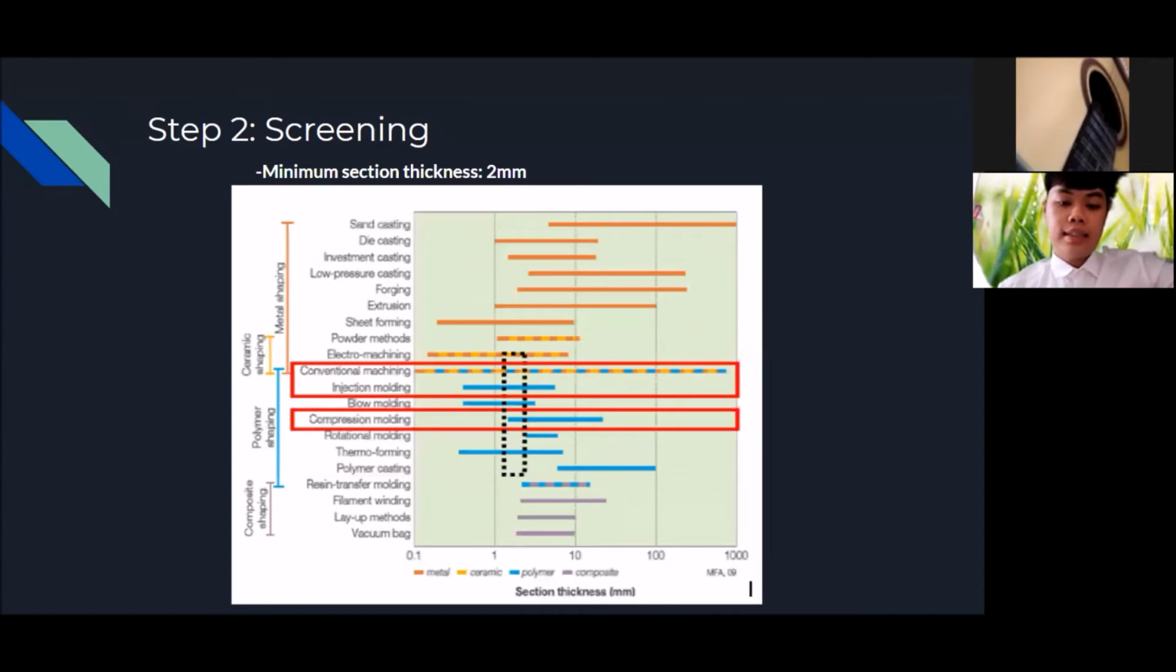The next slide is minimum section thickness, which is 2 mm. The plunger minimum section thickness that we set is 2 mm, and based on the figure, polymer casting is shown at around 8 mm and above, so it will be eliminated in the process selection. Finally, what is left are conventional machining, injection molding, and compression molding, which need to continue to the next constraint.